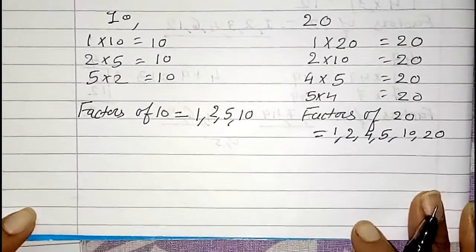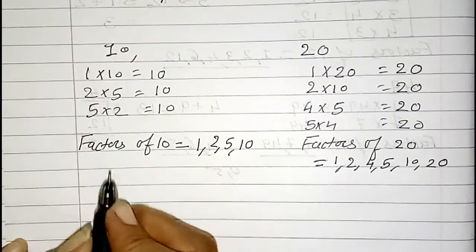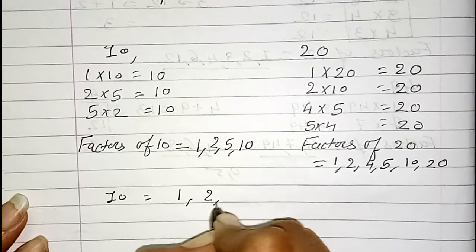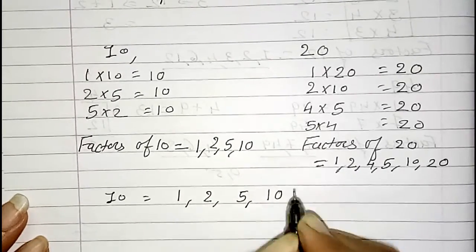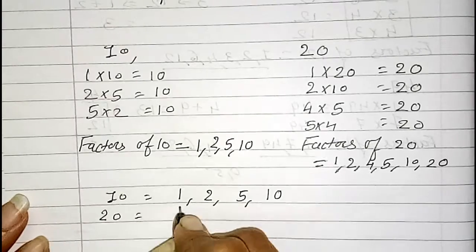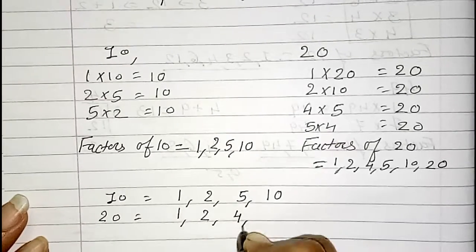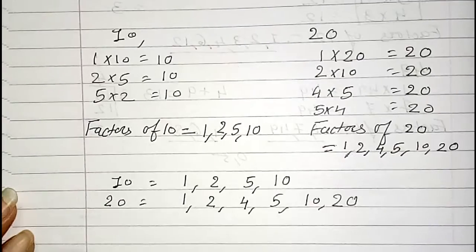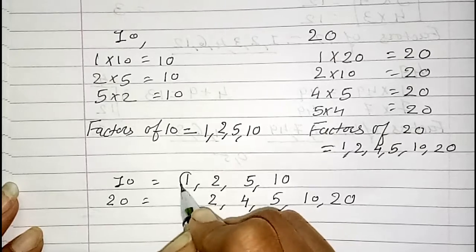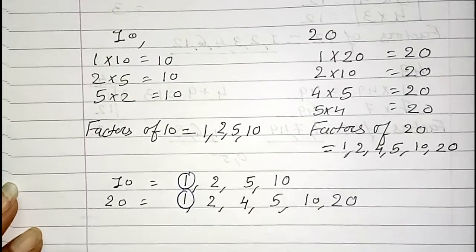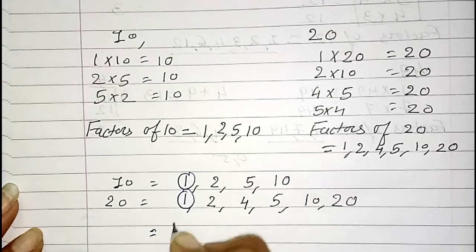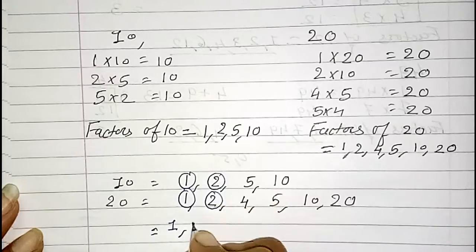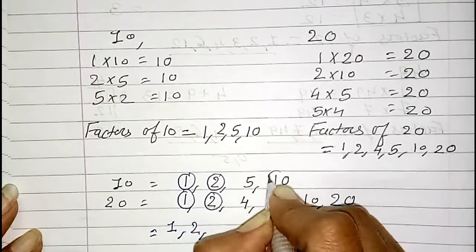Now we will find the common factors of 10 and 20. So we will write here 10. The factors of 10 are 1, 2, 5 and 10 and the factors of 20 are 1, 2, 4, 5, 10 and 20. Now which are the commons? I already said 1 is common to every number's factors. So first we will write here 1. Then yes, 2 is common. 2. Then 10.